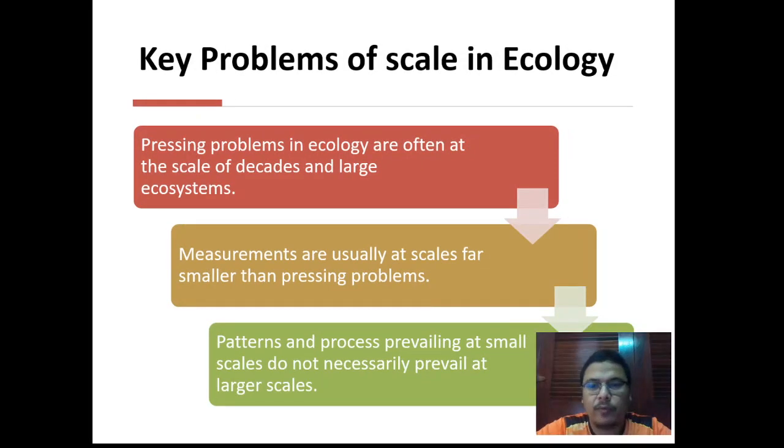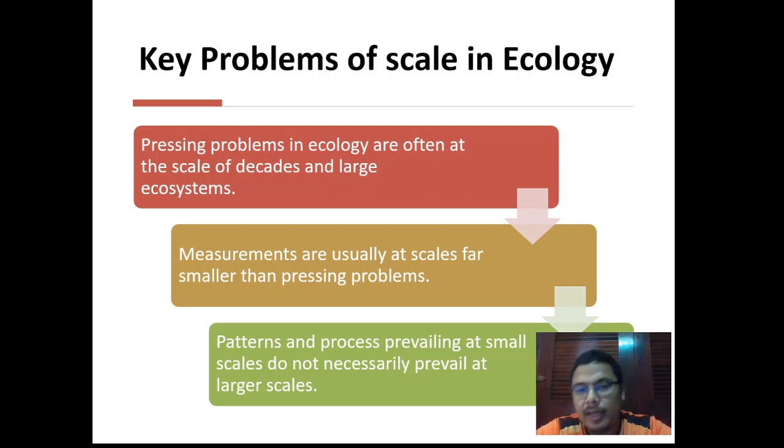However, these are some of the key problems of scale in ecology. First, the pressing problems in ecology are often at the scale of decades and large ecosystems, especially when you study diversity. Time is probably your biggest limitation or obstacle. If you want to study a population of tigers, you cannot study it within 1 or 2 weeks. You need decades or probably hundreds of years, especially if you want to look at a large ecosystem.